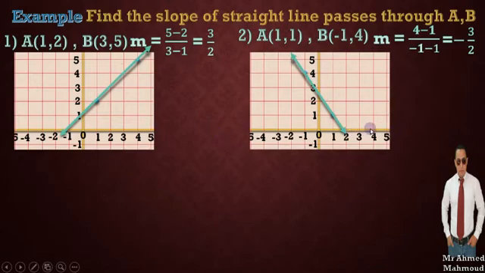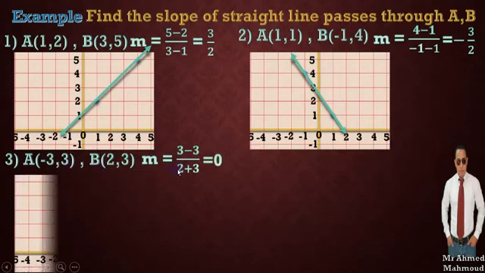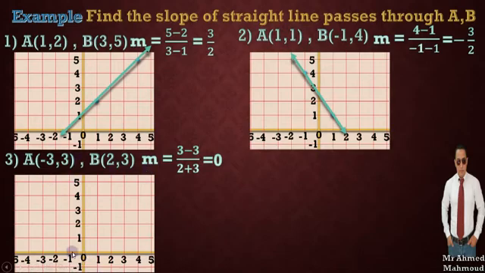Another example: if A equals (-3, 3) and B equals (2, 3), the slope equals (3 minus 3) over (2 minus (-3)), which equals 0. Negative 3 and 3 here, and 2 and 3 here. By connecting them, we find a straight line, but this straight line is parallel to the x-axis because the slope is 0.